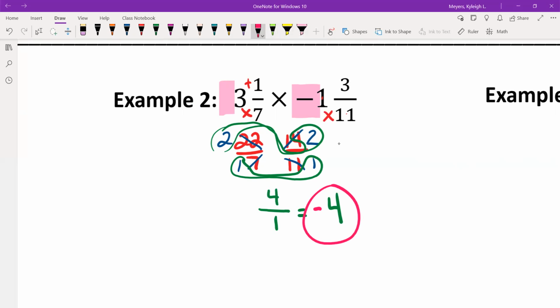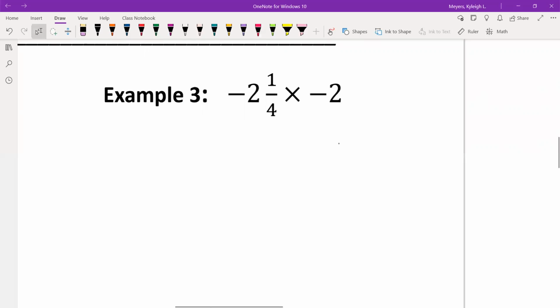All right, I'm going to do one more with you, and then I want you to do some on your own. Okay. So example 3, last time. Make this improper. 4 times 2 is 8. 8 plus 1 is 9 over 4. I'm just going to bring the negative sign down. And then 2. Remember, 2 really becomes 2 over 1.